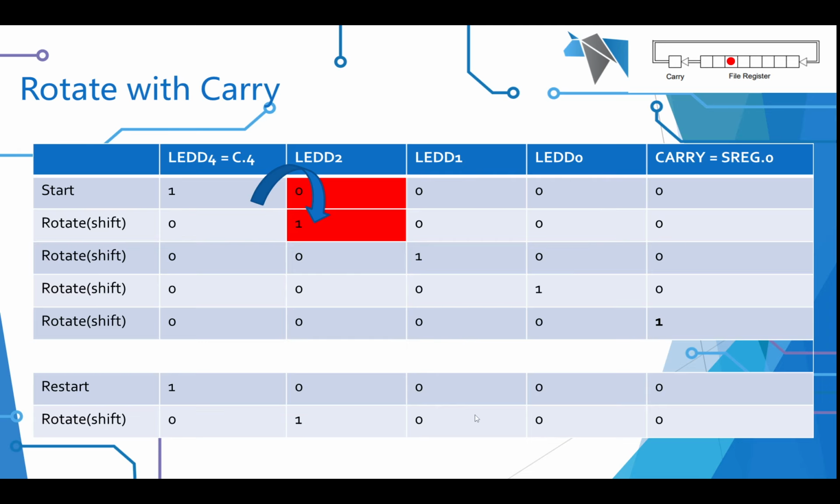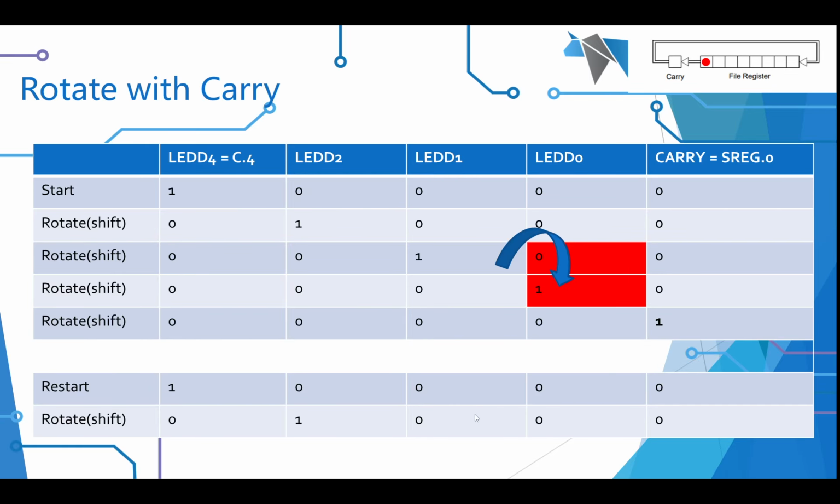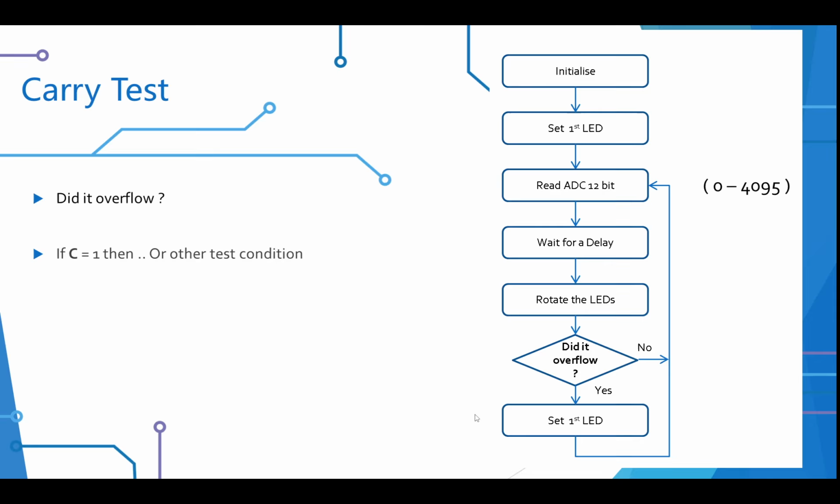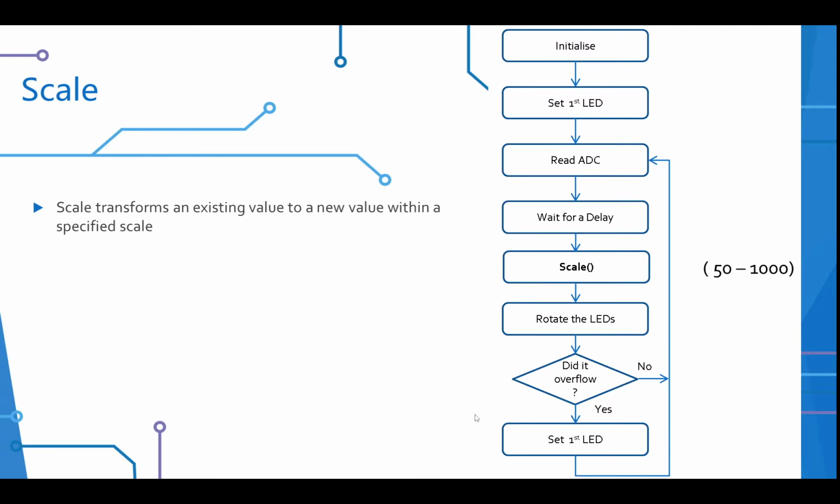The LED numbers are wrong. Doesn't matter. Look at the red. It's moving, moving. The carry flag is set. Once the carry flag is set, we go back to the beginning and then repeat the process. So it looks like that. Did it overflow? It's called C.